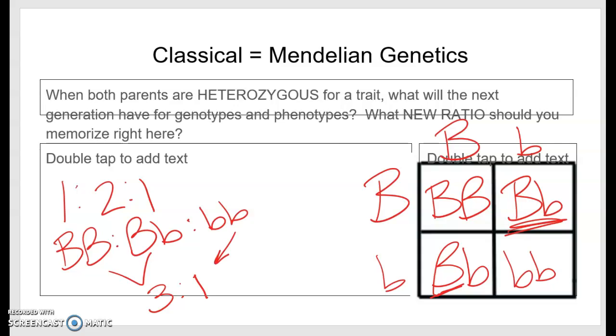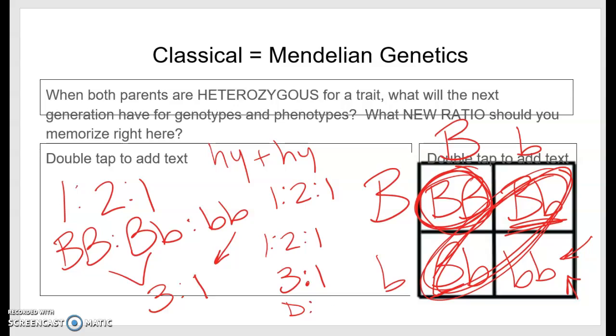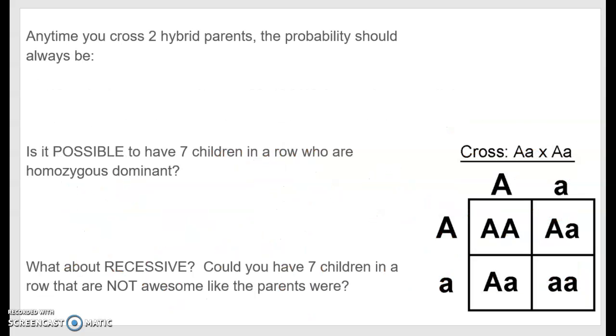What new ratio should you memorize right here? Anytime you take a hybrid plus a hybrid, you're always going to get the 1 to 2 to 1 ratio of dominant to recessive. Homozygous dominant, heterozygous dominant, recessive. It's a 1 to 2 to 1 genotypic ratio, a 3 to 1 phenotypic dominant to recessive ratio.